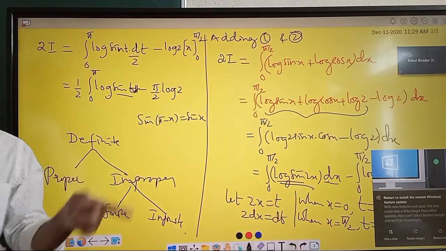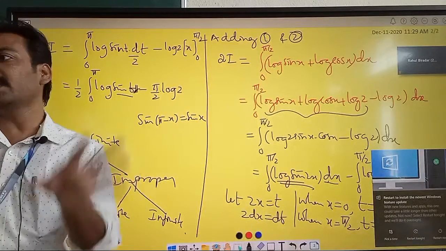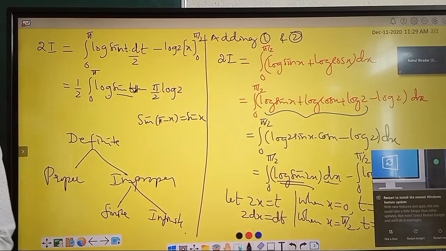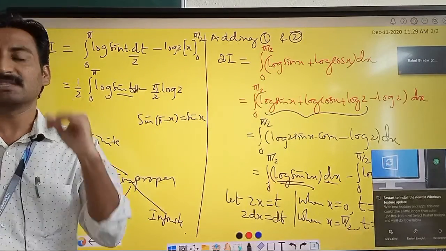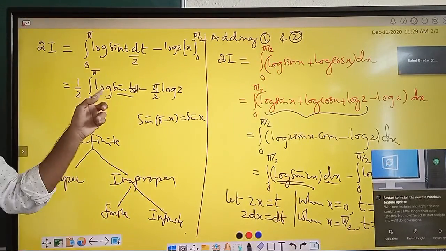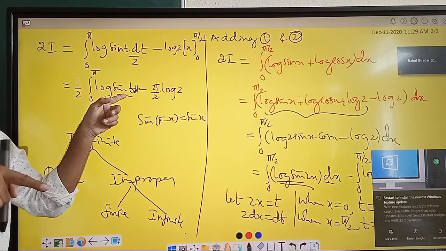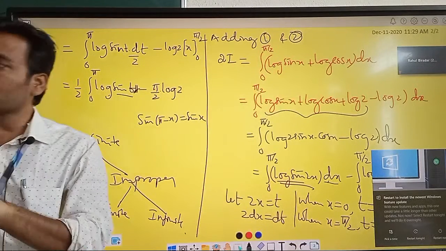In this finite limit, if both the points are points of discontinuity, if both the points are infinite, it means they are making infinity. Log of sin pi, again log 0 is minus infinity. Sin 0, 0, log again 0, minus infinity. So both are giving you infinity.